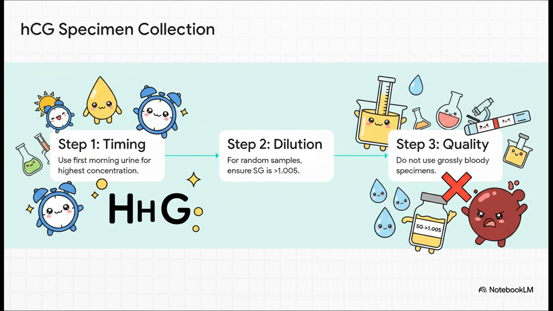Look, you can have the best equipment in the world, but garbage in, garbage out, right? The accuracy of our test depends completely on the quality of that sample, so proper collection is absolutely critical. First, you always want that first morning urine if you can get it. That's when HCG is at its peak concentration. If you can't, a random sample is okay, but you have to check that its specific gravity is over 1.005 to make sure it's not too dilute. And finally, if a specimen is grossly bloody, you've got to reject it. It can totally mess with the assay.